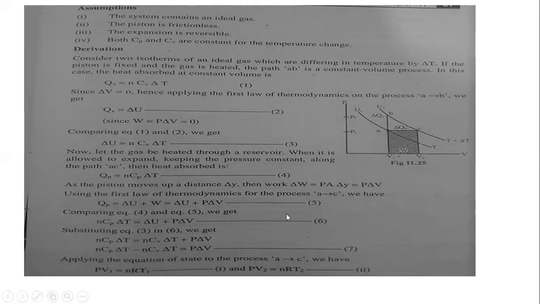Assumptions. We have to take some assumptions. The system contains an ideal gas. The piston is frictionless. The expansion is reversible. Both Cp and Cv are constant for the temperature change.